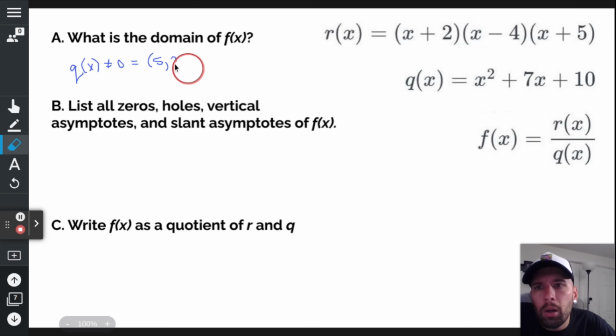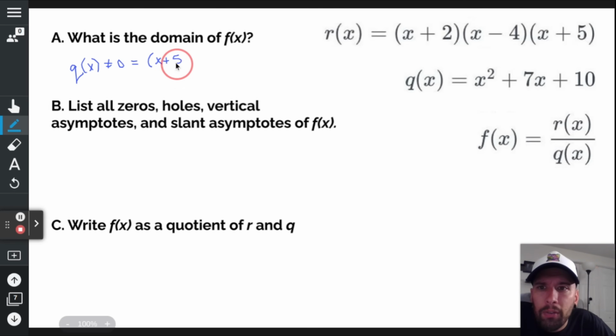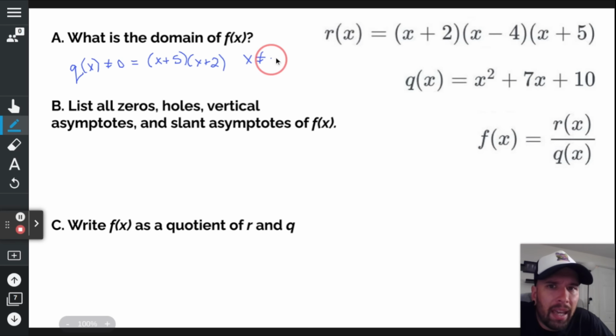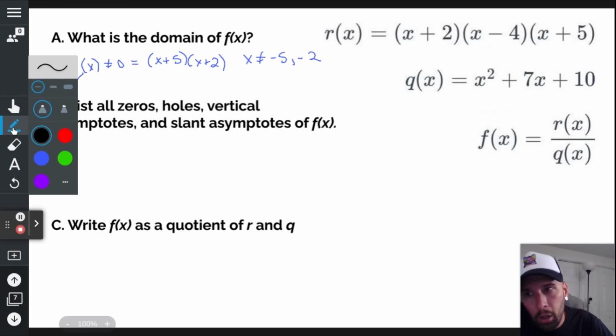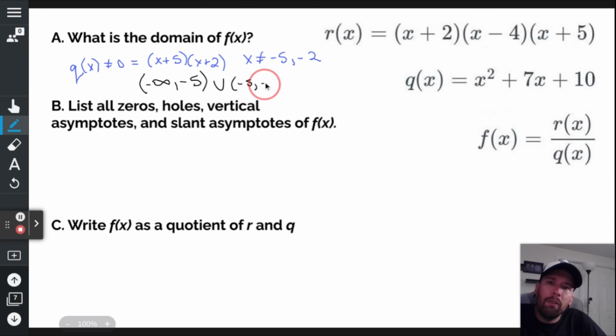So I wrote that out completely wrong because I've been doing this for a while now. X plus 5, X plus 2, which implies that x cannot be negative 5 and x cannot be negative 2. So if we write this out in interval form, we would say that the domain is all real numbers except negative 5 and negative 2, which can be written as negative infinity to negative 5, but not including negative 5, union, negative 5 to negative 2, union, and negative 2 on forever.